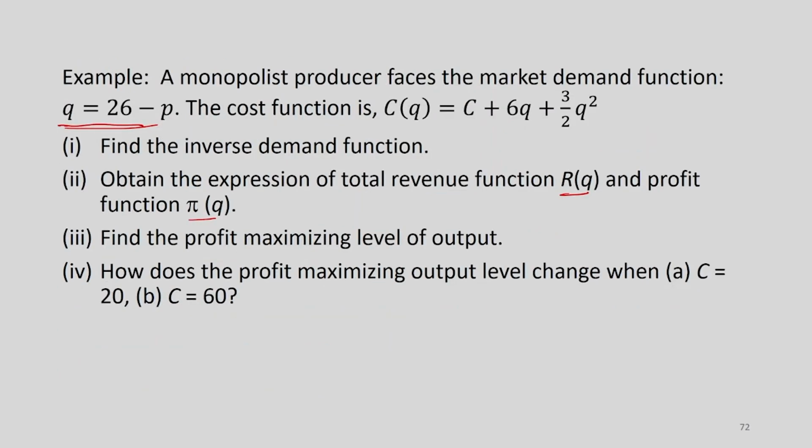The fourth part is, how does the profit maximizing output level change when C, C means the fixed cost, there is a fixed cost here, right, capital C, when C is equal to 20 and C is equal to 60. So, the question basically is, does the profit maximizing output level change? If it does, how? If the fixed cost of production changes.